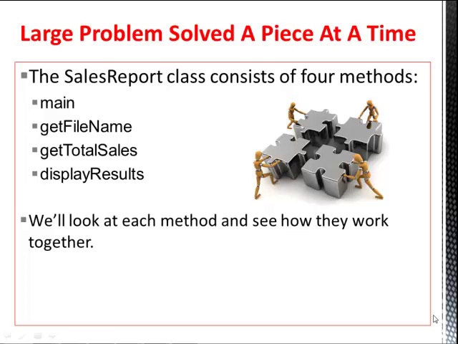SalesReport.java is a large problem that's solved one piece at a time. The SalesReport class consists of 4 different methods. We have the main method, the getFileName method, the getTotalSales method, and the displayResults method. We'll look at each method and see how they work together.